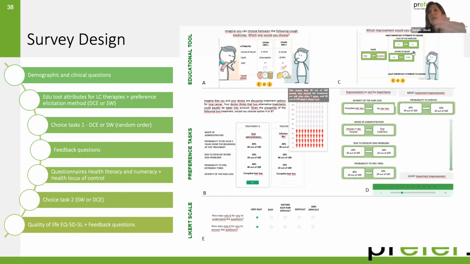Okay, this is again the picture representing how we displayed the survey to the patients: the educational tools, the two different choice tasks, and the feedback questions in the form of the Likert scale. Next, please.